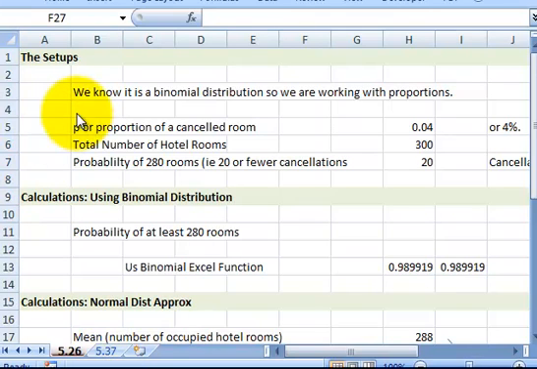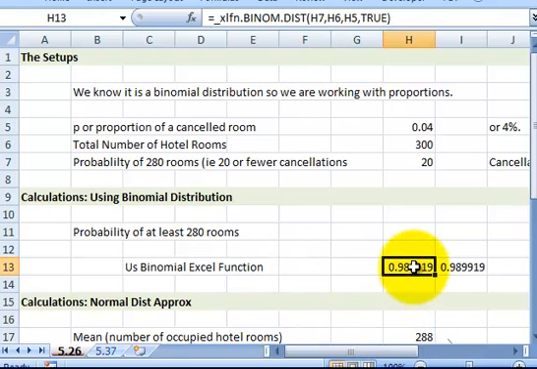This first problem, number 26, we were told that there was a 4% chance that rooms would be canceled, and we had a total of 300 rooms. They wanted to know the probability that at least 280 rooms would be occupied. That's the same way of saying we would have 20 or fewer cancellations. So to figure out the probability, we would use our binomial distribution.